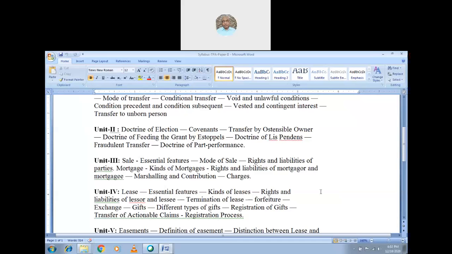Then in tomorrow's class we are going to start the specific topic of sale: the essentials of sale, mode of sale, rights and liabilities of the parties. Then we will see how much we can cover, because it's a big chapter, so it will take at least 1, 2, 3, 4 classes depending upon how we deal with it. So with this I would like to stop, and we'll see you tomorrow, and have a good day.